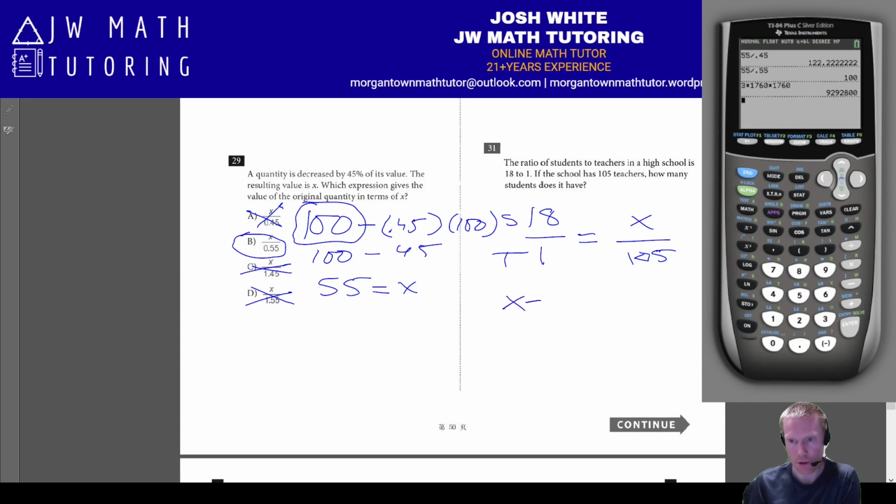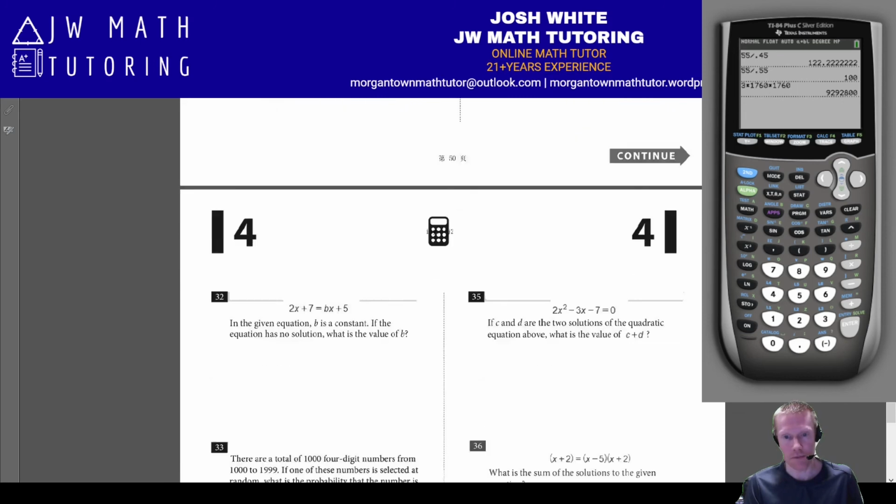And now we just cross multiply, and we should get x equals 18 times 105, and that's just going to be 1890. So the answer you would fill in, or grid in, is 1890, and that's it. No other work needed for the problem.